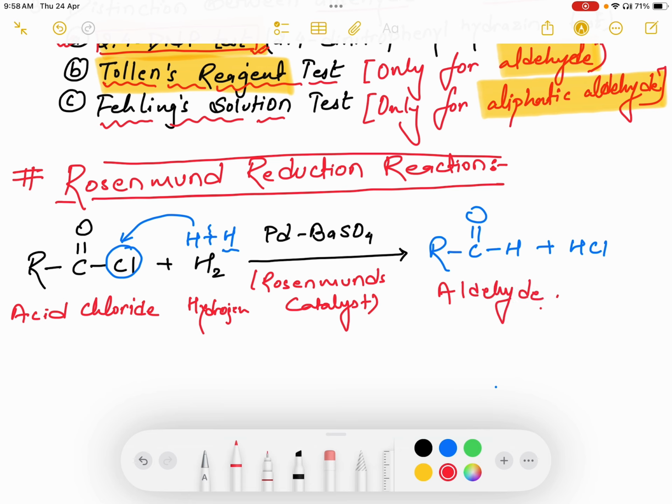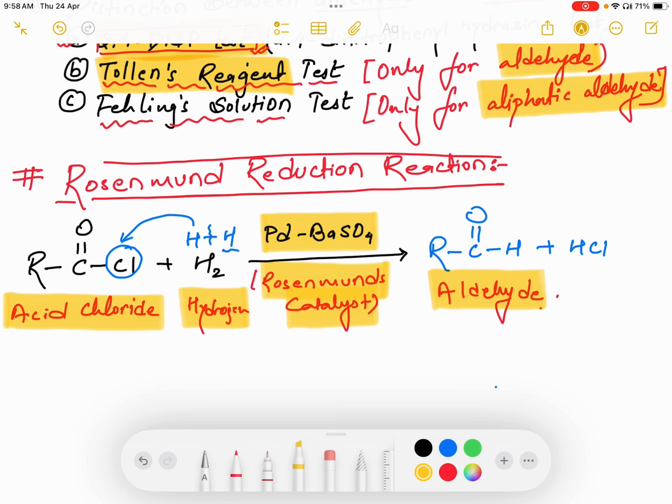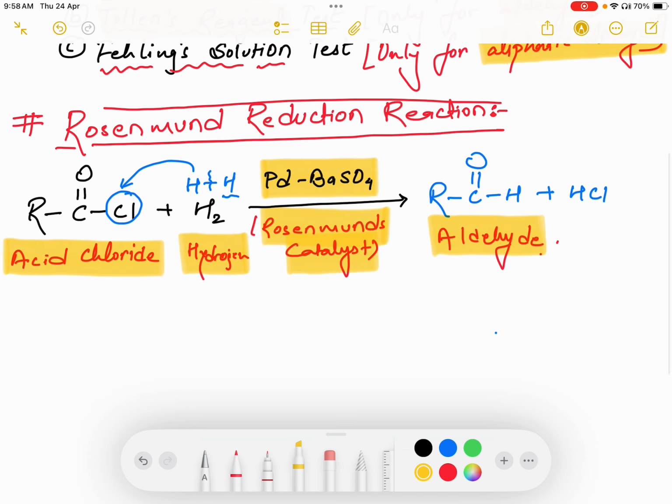So we need to understand that when acid chloride is treated with hydrogen in the presence of Pd-BaSO4, aldehyde is formed. Pd-BaSO4 is the Rosenmund catalyst. So we generally get aldehyde, and this method of preparation is known as the Rosenmund reduction reaction.